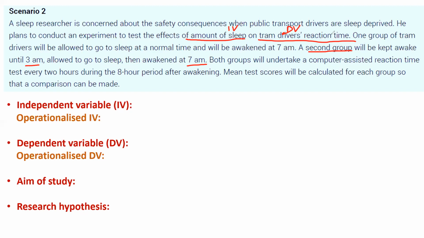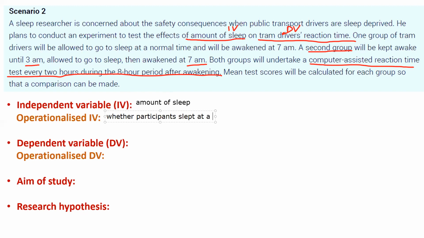Okay, and how are we measuring reaction time? Well, it says they're going to undertake a computer-assisted reaction time test every 2 hours during the 8-hour period after awakening. So that information will be really important for us to operationalize the DV. So if we look at operationalizing the variables now, we know that the non-operationalized IV is going to be amount of sleep. We take that directly from the scenario. And the operationalized IV is going to be whether participants slept at a normal time before awakening at 7 a.m.